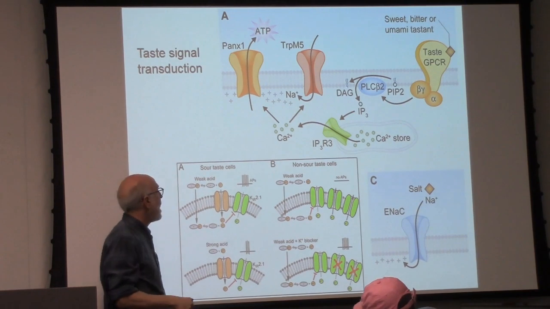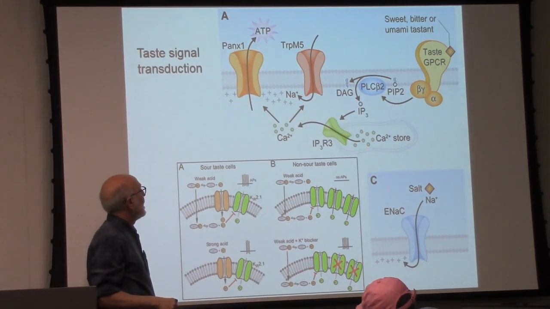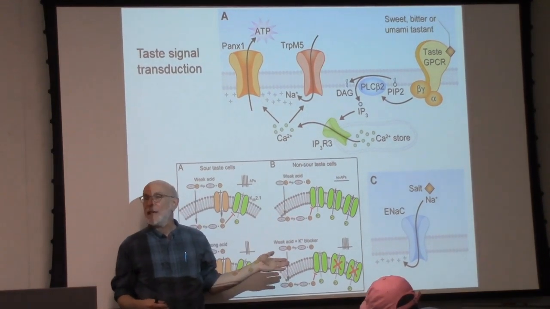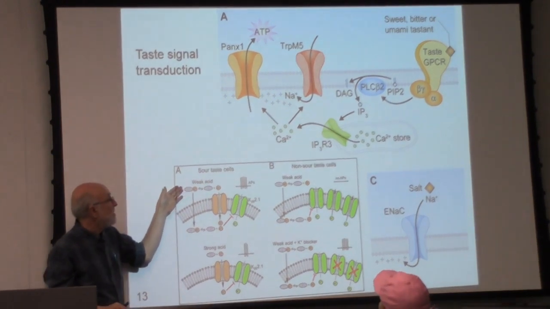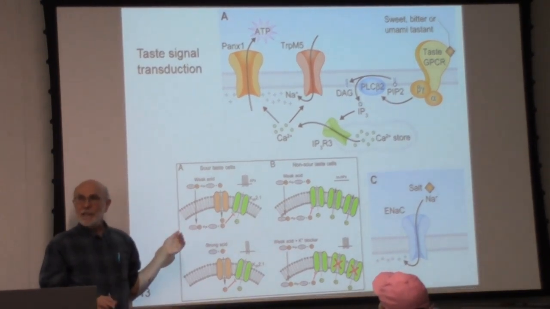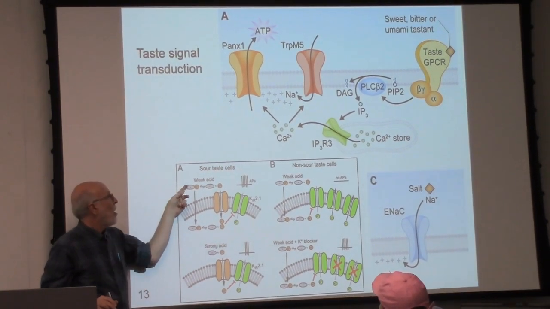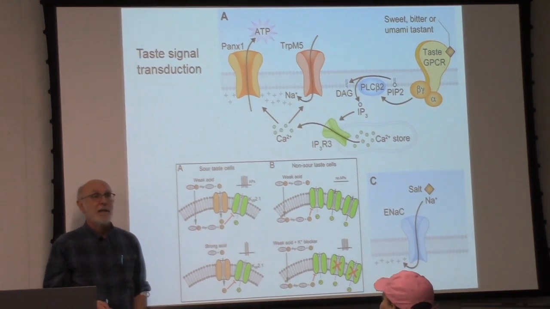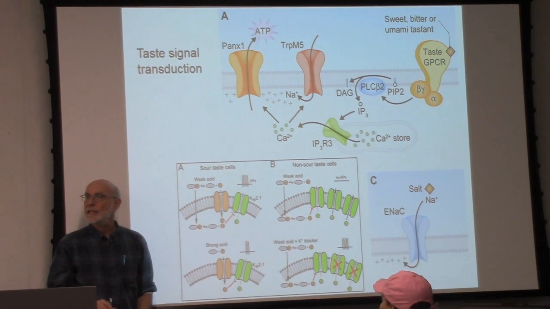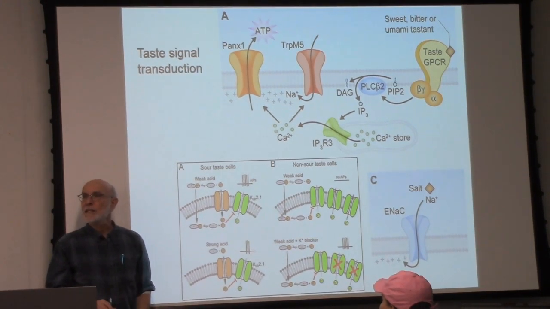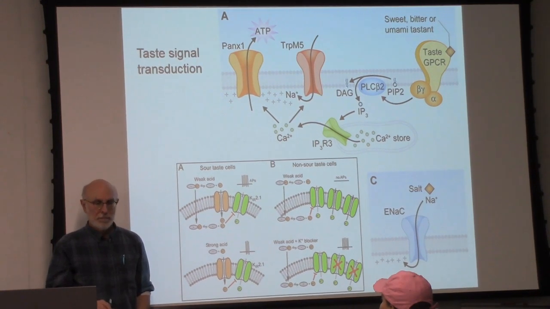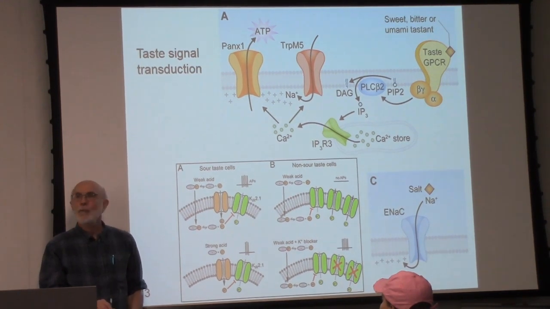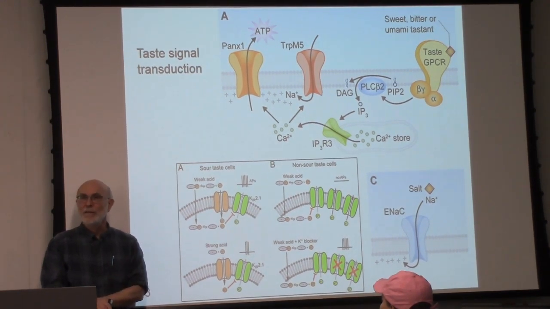Sour is the most complicated. Let's focus on sour taste cells and not focus on the non-sour taste cells. Sourness, acids, are usually weak acids. Vinegar is a tastant. We can taste vinegar. Vinegar is acetic acid, which by acid standards is a relatively weak acid, and vinegar is a dilution of acetic acid.